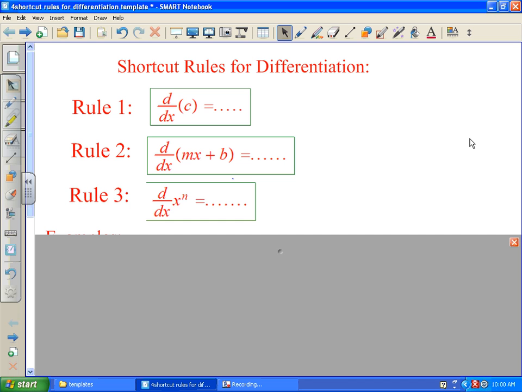Okay, so we're talking about the shortcut rules for differentiation, starting with the derivative of a constant. Remember, d over dx also represents the derivative. So I could write, for example, dy over dx. I haven't used that notation that much so far. Just know that this is nothing different than writing y prime of x. So y prime represents the derivative of the function y. Also, I could write dy dx, which means the derivative of y with respect to the variable x.